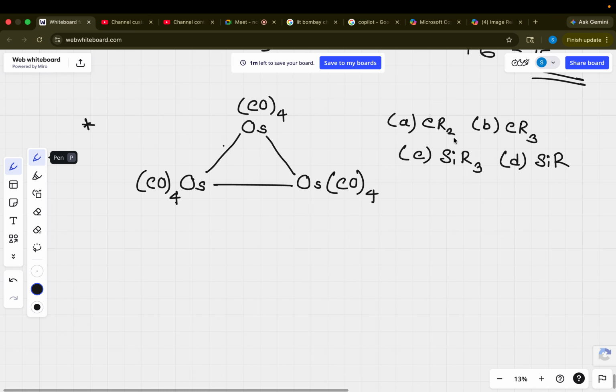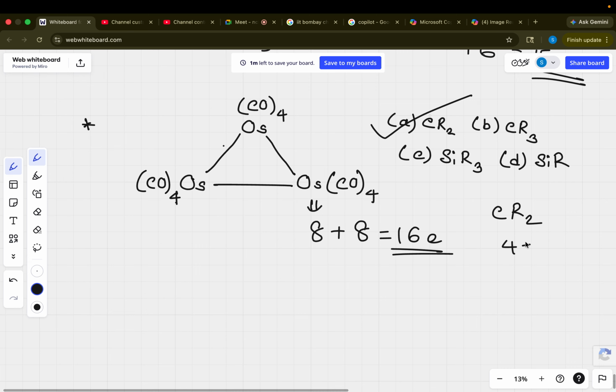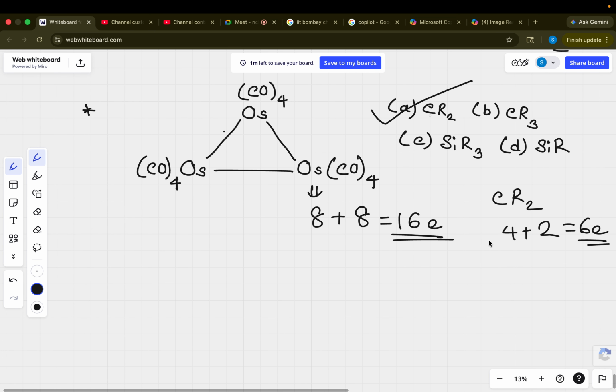Okay, fine. So this is osmium. Osmium means you have 8 electrons, and from 4 carbonyls you will get 8 electrons. So this is 16 electrons you are getting. That means it will be equivalent to CR2, because carbon has 4 electrons, and from 2 alkyl groups you will get 2 electrons. So this is also equal to 6 electrons. So 16 and 6 becoming isolobal. Fine.